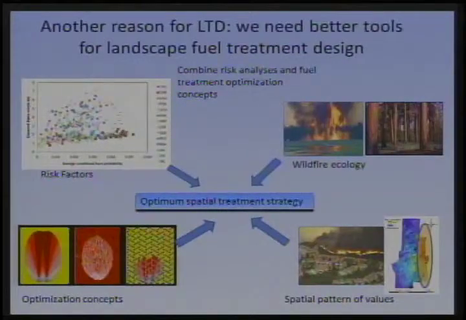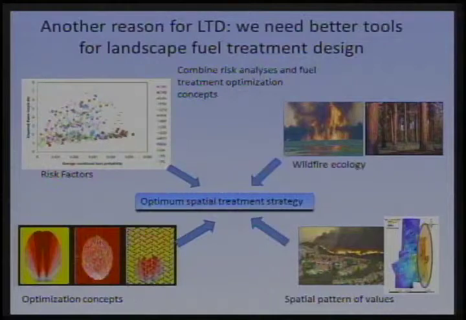So now, another reason for this program is we need better tools for landscape fuel treatment design, and I work a lot on east side forests throughout the West. And we kind of have this framework for fuel treatment planning that involves doing wildfire simulations to calculate risk factors, which are the likelihood of fire and the intensity of fires in spatially explicit locations. We do, quote, burn probability modeling over the entire United States. There are optimization concepts about impeding the flow of fire through landscapes that we need to bring into the picture.